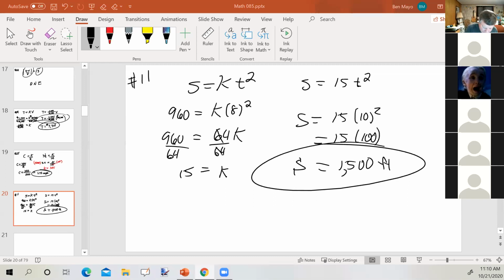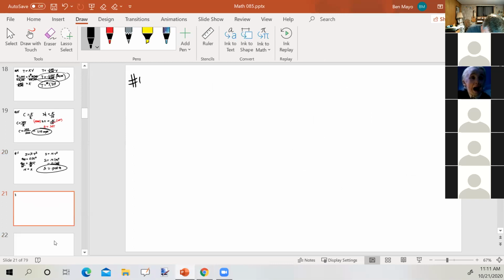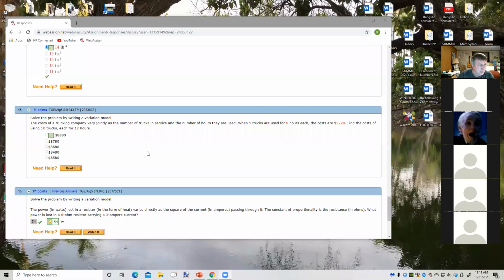We good to go on? All right. Number 15. The cost of a trucking company varies jointly as the number of trucks and the number of hours they are used. We've done this problem, but it was different numbers. So we've got the cost equals K times trucks times hours. So cost equals KTH.